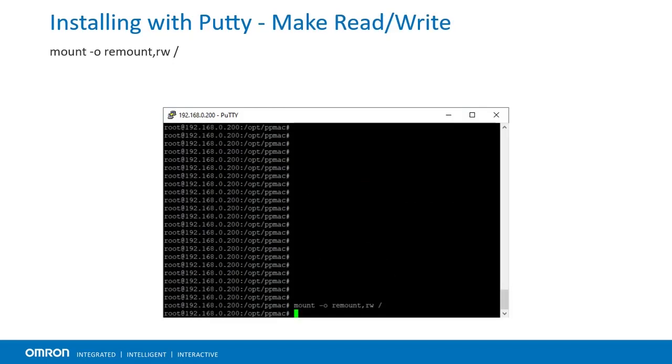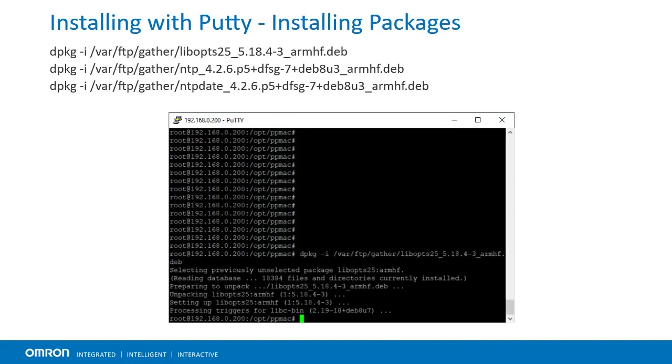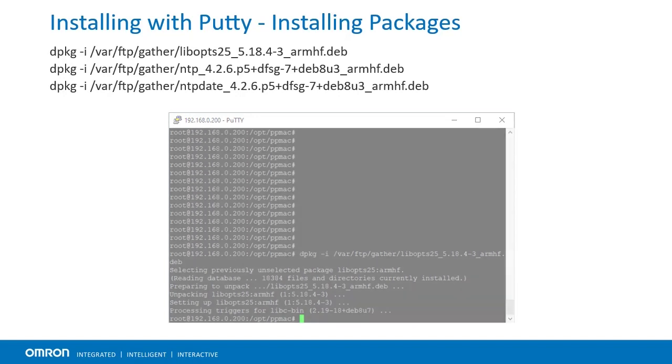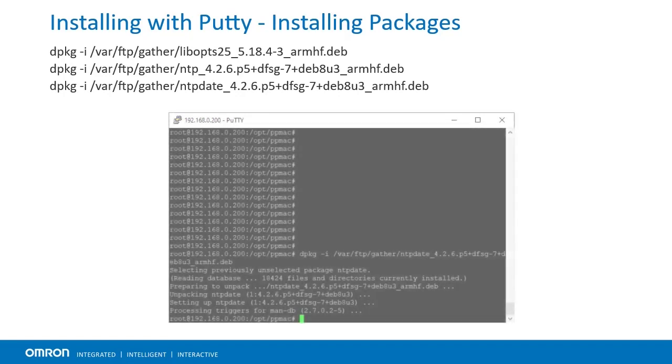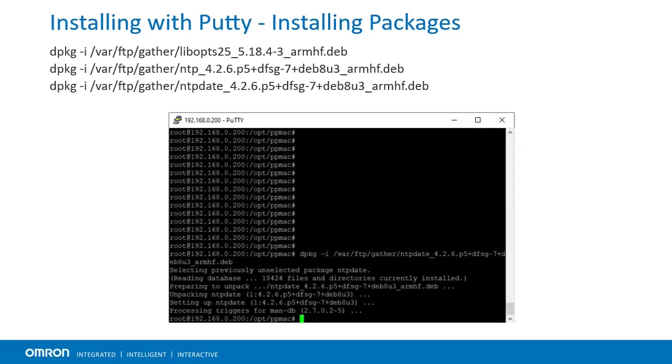Mount the file system as read-write so that changes can be made. Next, we will actually install the 3 packages previously placed on Power PMAC. To install a package, type dpkg -i followed by the package to install. Once the package name is started, the tab button can be used to complete the name. Install libops, ntp, and then ntpdate.